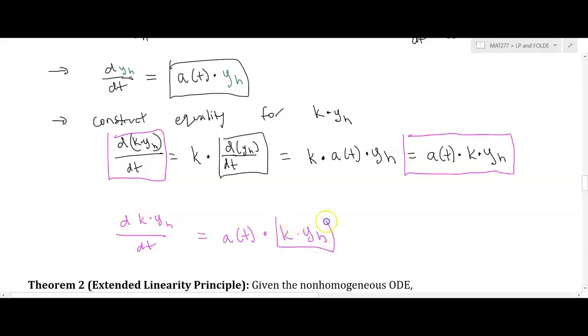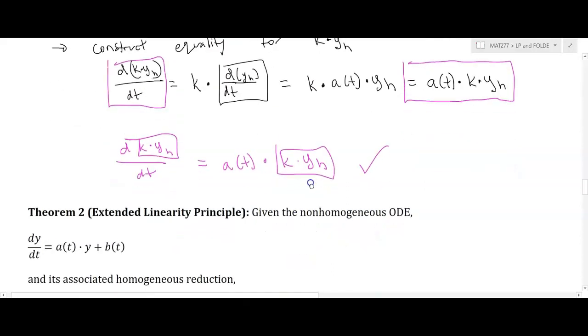h. And so notice that this and this are identical, and that basically this k times y sub h satisfies the differential equation. So if in our equation I had replaced y sub h with k times y sub h, the equality still works out. And for that reason, this multiple of y sub h is also a solution.